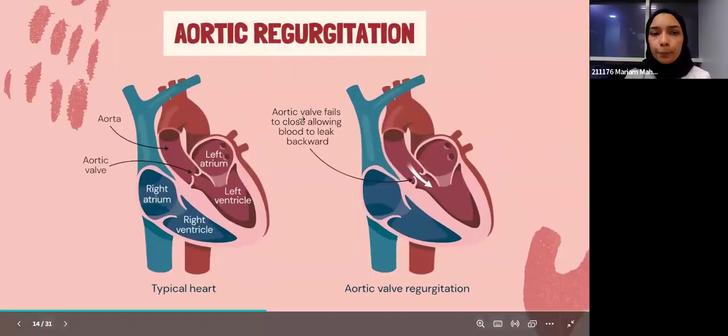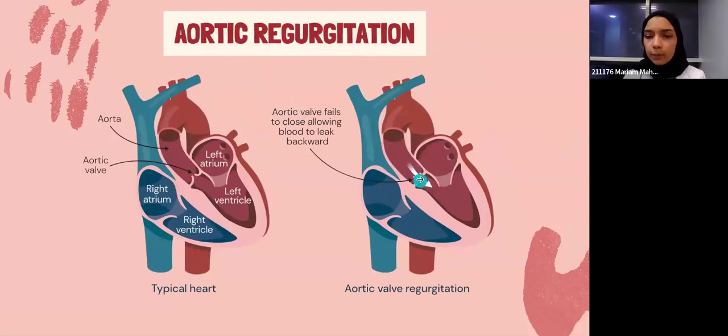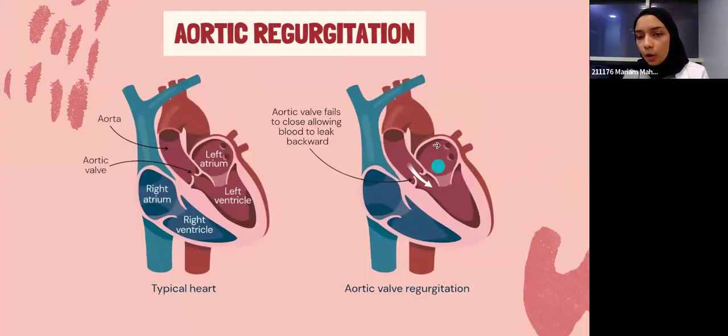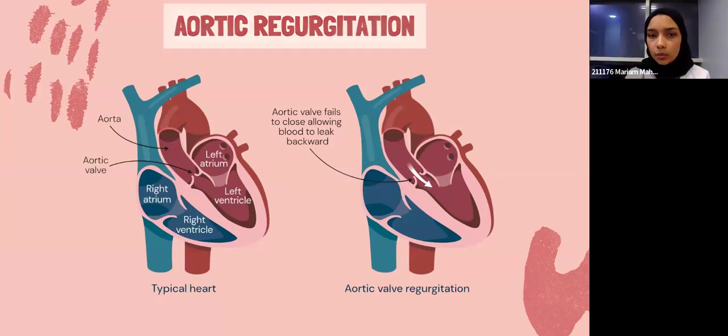So I'll explain it more here. Basically, aortic regurgitation. Here, it's because there's a defect in the aortic valve. So basically, when there's diastole, the blood will pass back into the ventricle. Okay, so why is it volume overload? Because you're not just getting blood from the atrium, you're also getting blood from the aorta. So there is a volume overload. It will cause the S3 sound.